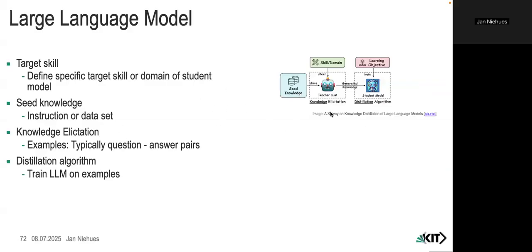Based on that, there is then the knowledge elicitation. The idea is now we have to get the knowledge out of the teacher model. So that is the first big task. For language models, that's typically that you need to get some, again, input-output pairs, like in all machine learning. In language models, that's typically question and answer pairs, because the input as well as the output is text, as we have seen. So you want to have something like that. And then you need to do some training on your student model based on this generated knowledge. So let's focus on these two last steps, the extraction of the knowledge and this distillation algorithm.